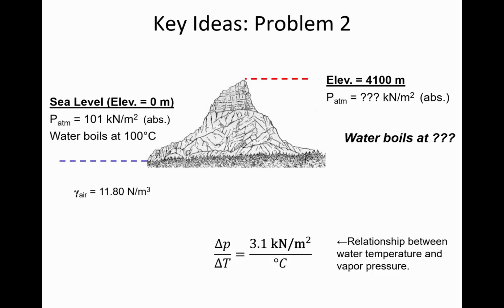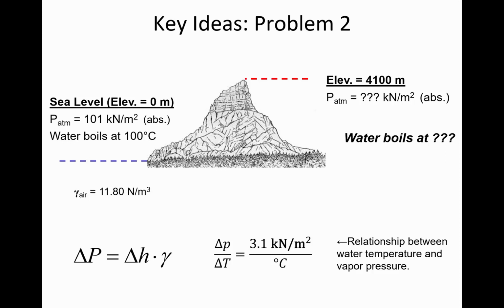And so the problem says that in this case you can use the unit weight of air of 11.8 newtons per meter cubed. And just like the hydrostatic equation can be used for liquids, the hydrostatic equation can also be used for gases. And so what you can use is this formula for delta P. Starting at sea level, where we know what the pressure is, you can find the pressure of the atmosphere up above at an elevation of 4,100 meters. And so the pressure is going to be lower.